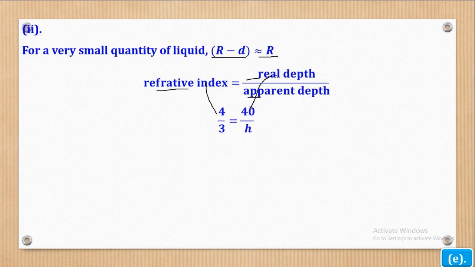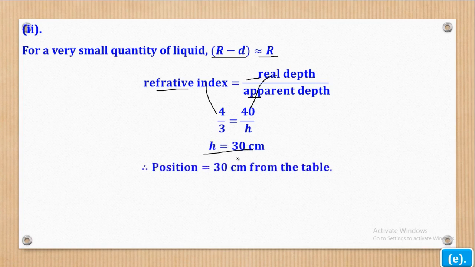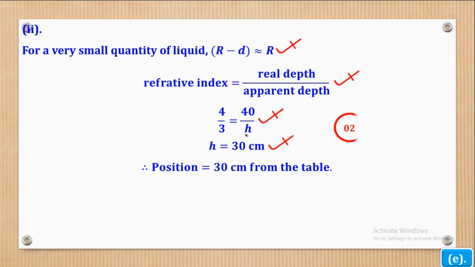Real depth will now be 40, and h is what they want. So h will be equal to 30 centimeters. Therefore, the position is 30 centimeters from the table, since the depth of the water was negligible. So half a mark for this, half a mark for this formula, half a mark for substitution, half a mark for the position.